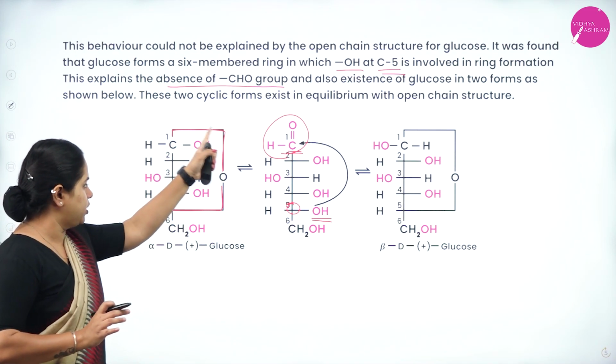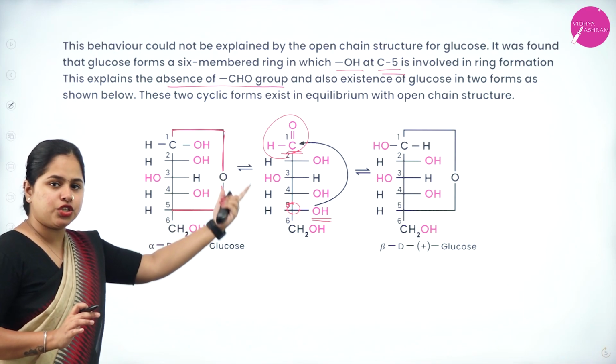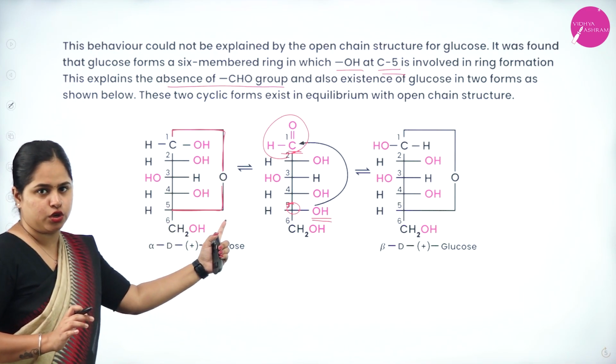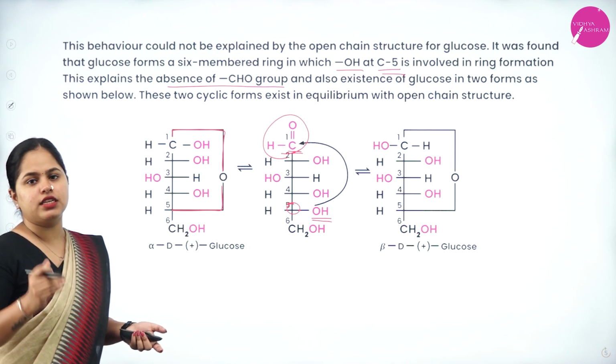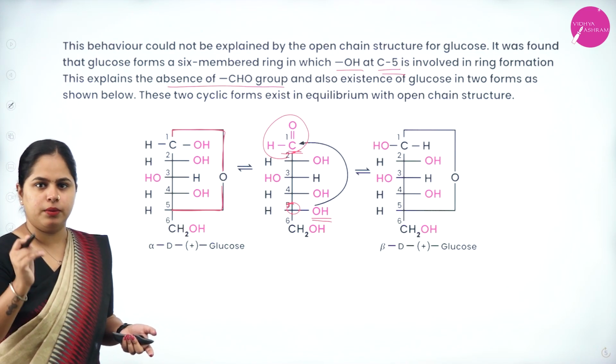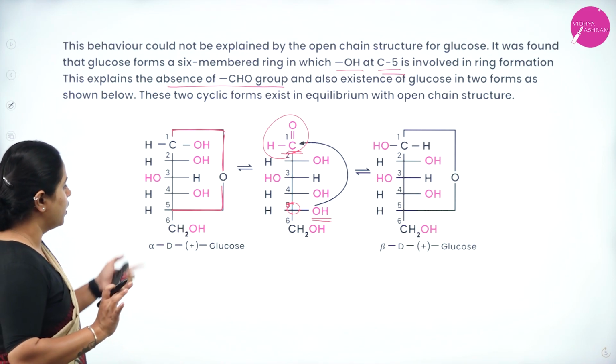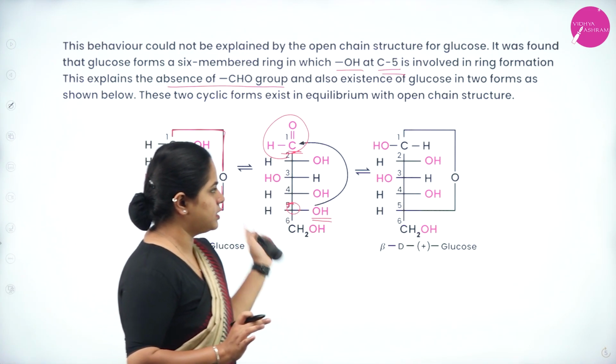That means actually it is going to form a ring structure with the 5th hydroxyl group. I hope it is clear. So the aldehyde group is not free here. That is why the Schiff's test is not answered by the glucose. So this is one form and this is the other form.